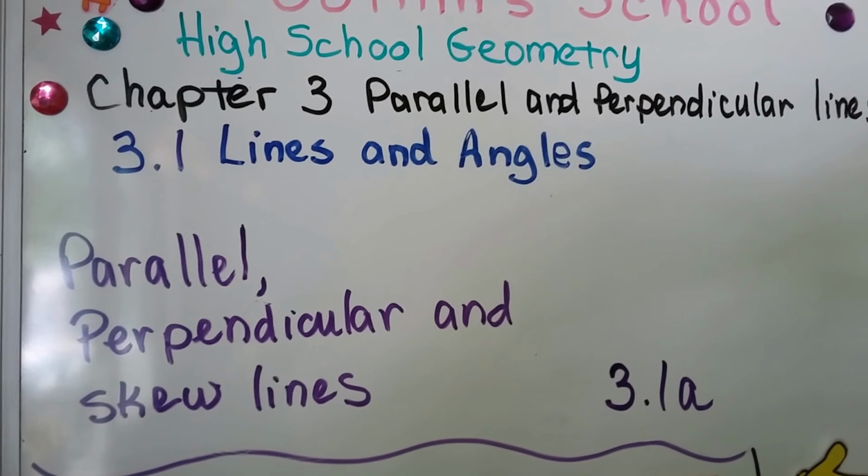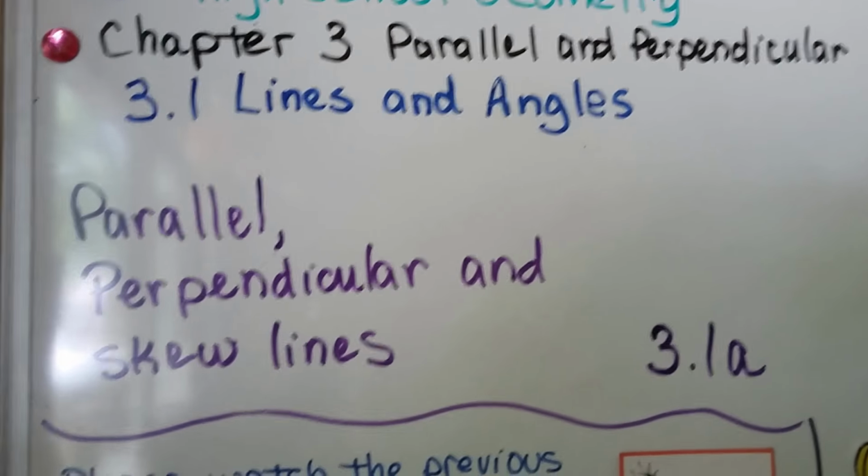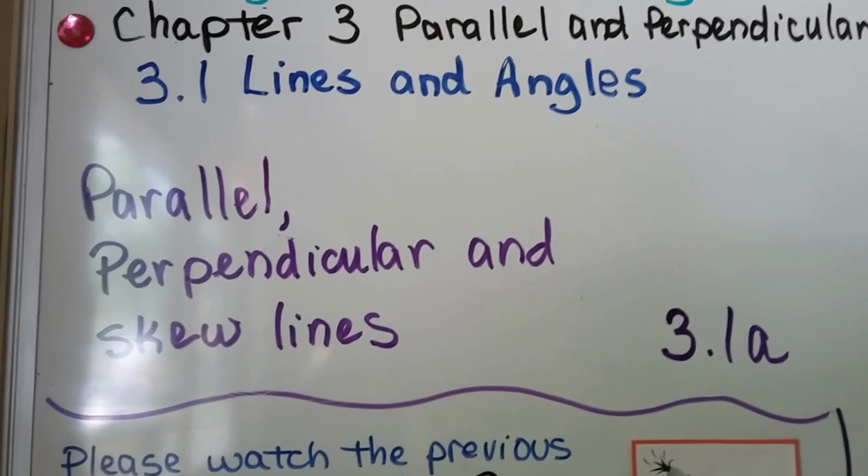Parallel, perpendicular, and skew lines. This is lesson 3.1a. So we're just starting chapter 3 for lines and angles.